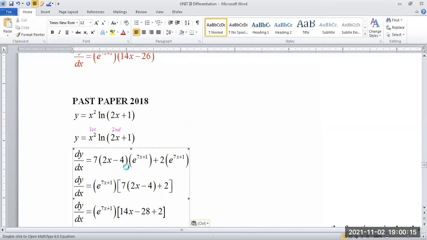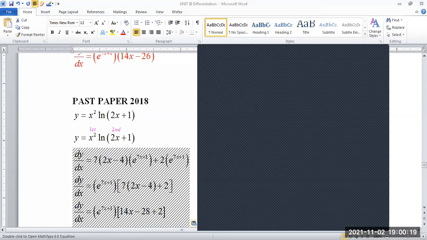The ln is part of the second, yes. Because when you write ln x, the function has to come after the ln. So in this case, x is 2x plus 1. We're writing the first, and the first is x squared, the first times the differentiation of the second.